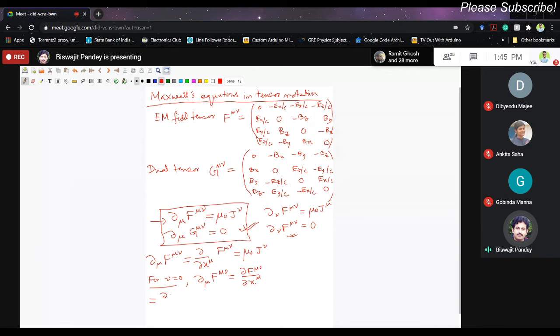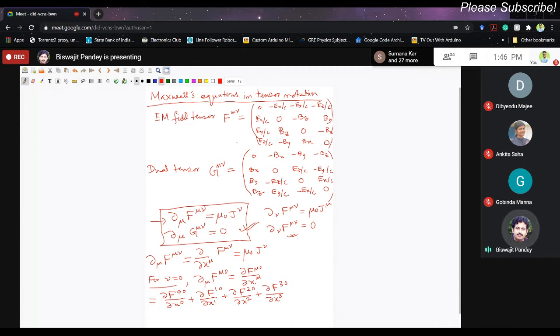And if I simplify this, if I vary all the possible values of μ, then I have to start with 0: ∂F^{00}/∂x^0 plus ∂F^{10}/∂x^1 plus ∂F^{20}/∂x^2 plus ∂F^{30}/∂x^3. And remember, these are derivatives with respect to contravariant coordinates, so these would all be plus. Space part all positive, so you don't need to worry about signs.